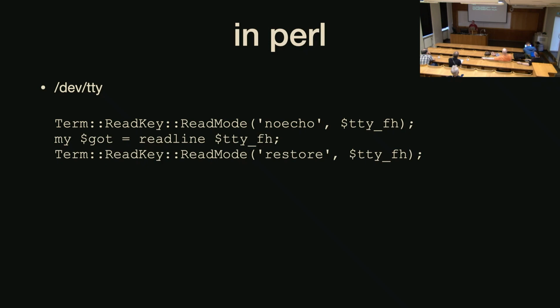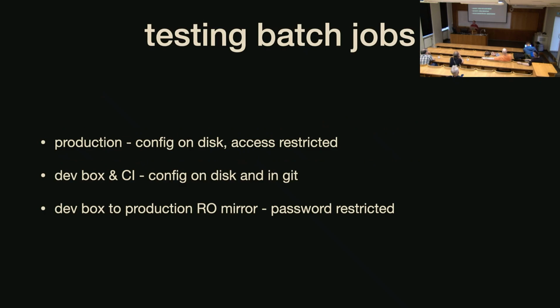Right, there wouldn't be much talk if that was all we were going on about. So the problem we're trying to solve is we have batch jobs written in Perl. Now, how these run: they run on production. On production, the config is on disk, but that machine is heavily locked down. And even if you know the password, access to the machine is so restricted that that doesn't get you anything. You have to be on that machine, by which point probably it's game over anyway.